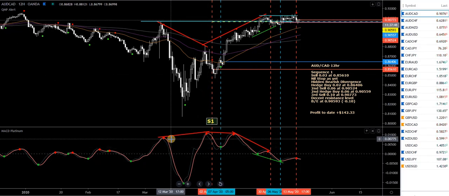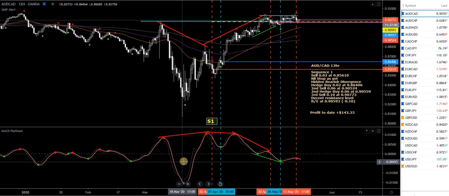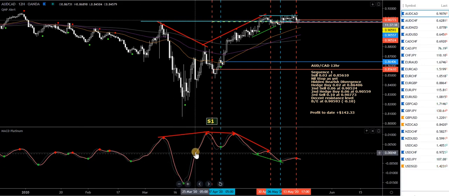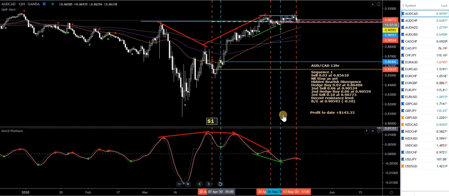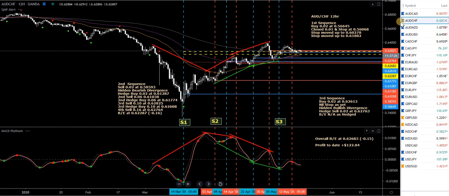Now, with the MACD Platinum, if it's above the zero level, I'm generally looking to sell. If it's below the zero level, I'm looking to buy. If I'm in a buy and it goes through the zero level and I'm in profit, I'll be closing out part of that trade, putting a stop in place, because then I'm starting to look for sells. So let's just go through these pairs. That's the Oz CAD. Not too bad, going all right.